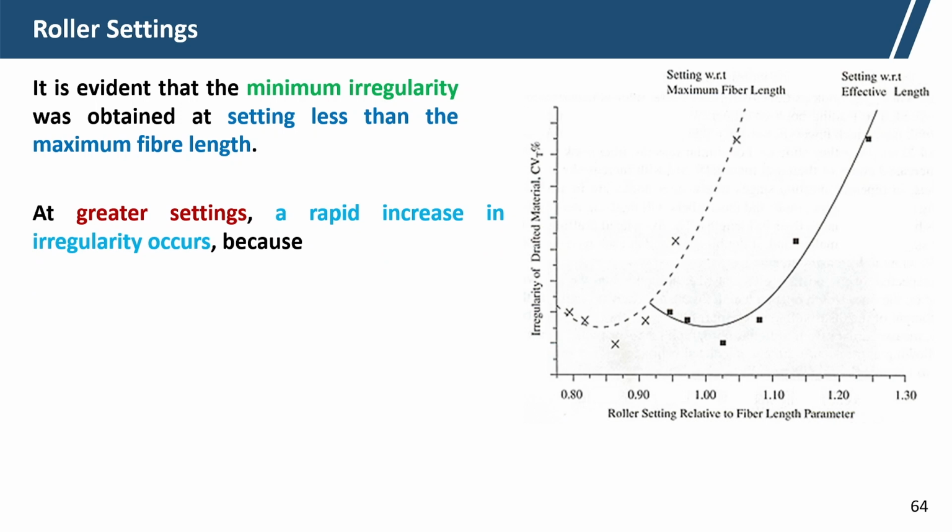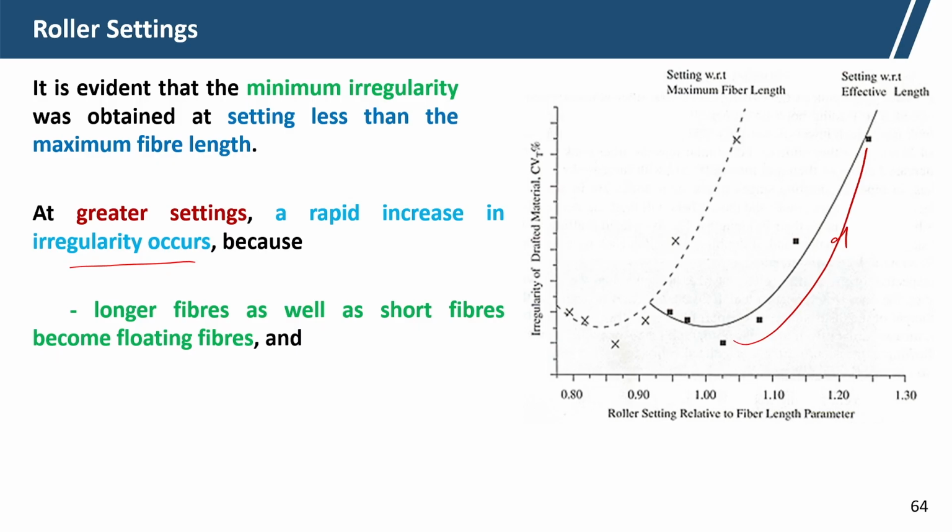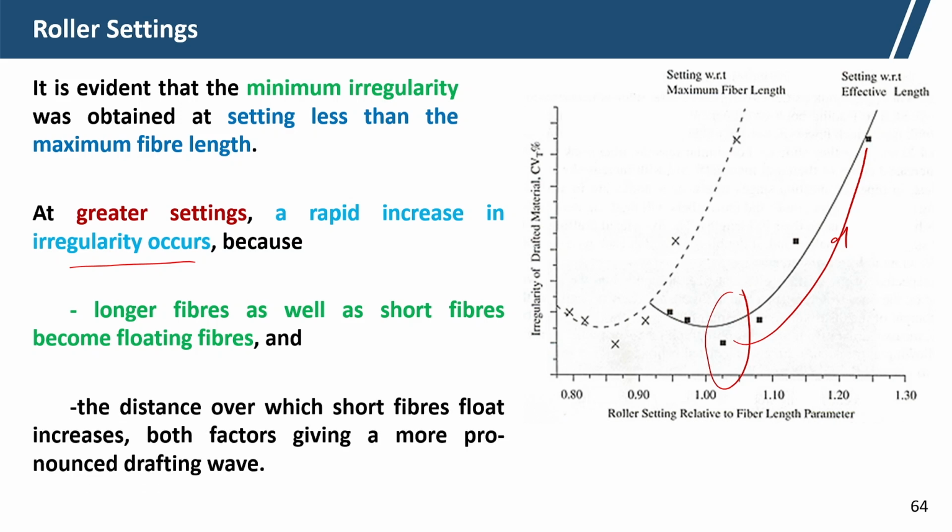With a greater setting, a rapid increase in irregularity occurs, because longer fibers as well as short fibers become floating. Here, beyond the effective length, the longer fibers become floating, so all the fibers will be floating. The distance over which the short fibers float increases. Both factors give a more pronounced drafting wave. So, this will result in a drafting wave.